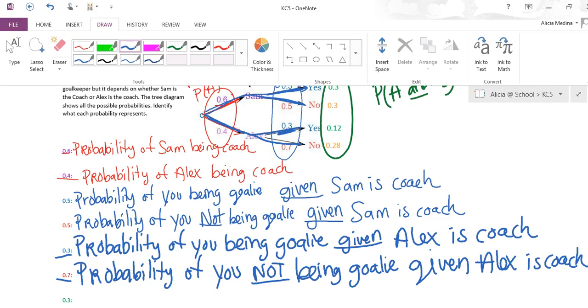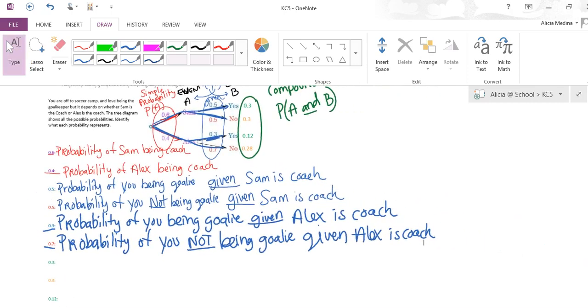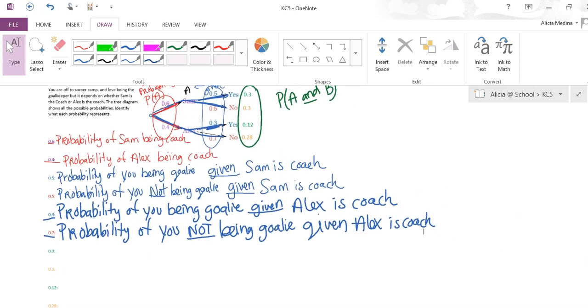Alright. Moving on to the next one. I see that 0.3 here. It's in our green area. So what is that going to mean? I'm going to change my color to green. Well, what happened all of this way? Well, that means that Sam was the coach and I got to be goalie. So this is what that product actually is, because you multiply when you move on. So it's actually the product of when Sam is the coach and when I get to play goalie.